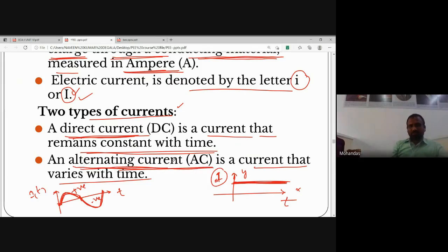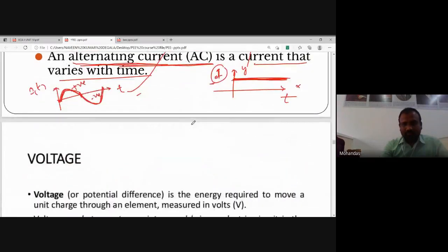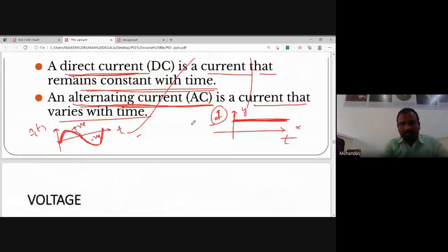So these are the 2 types of currents. Based on these waveforms only, you have to categorize the supplies as a DC supply and an AC supply. In DC supply, this type of current is flowing, and in AC supply, this type of current is flowing. Okay.